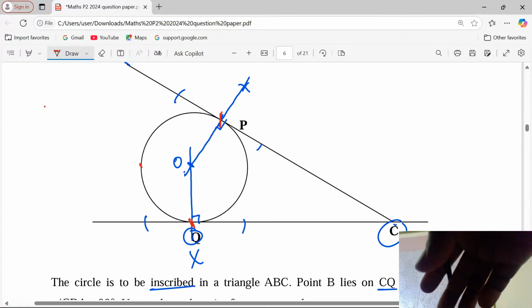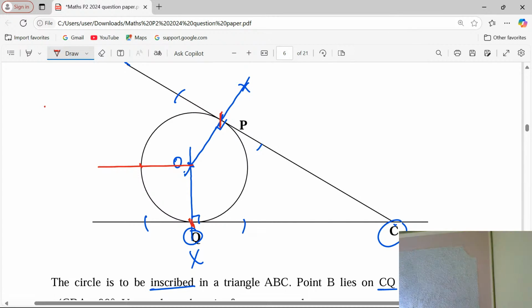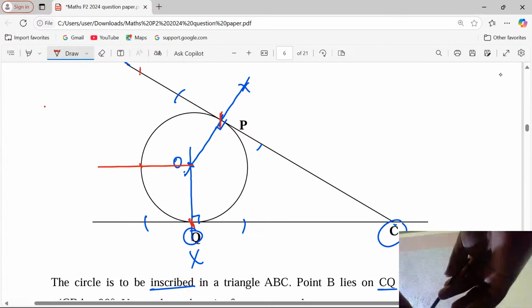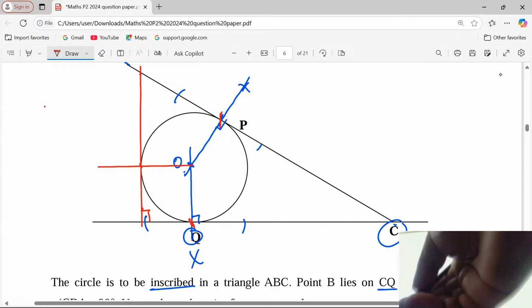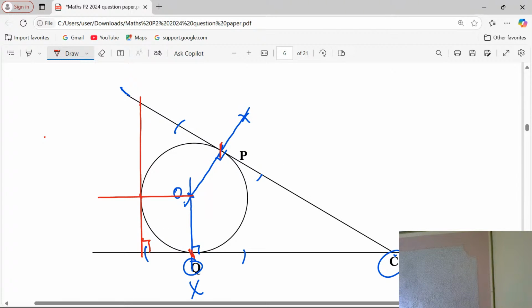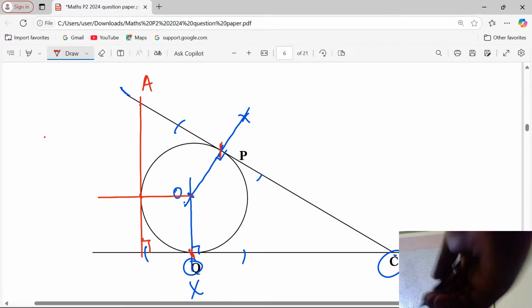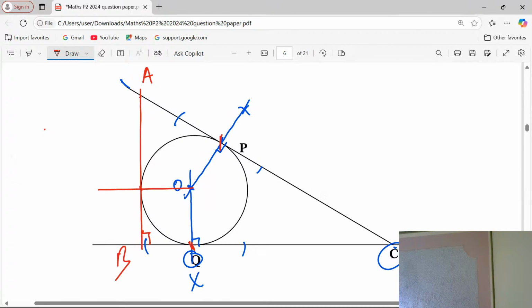Therefore, if we draw a straight line here, if we draw a straight line there, then we will need to draw a tangent through that point. A tangent to the circle through that point will mean that now this is right angled, the circle has been inscribed, and the triangle ABC is now complete.